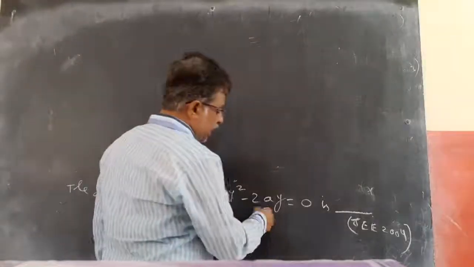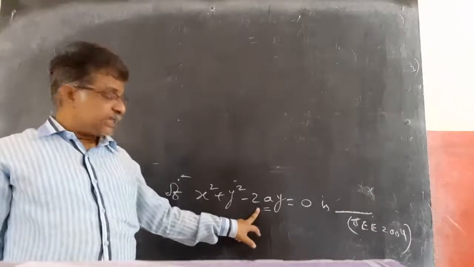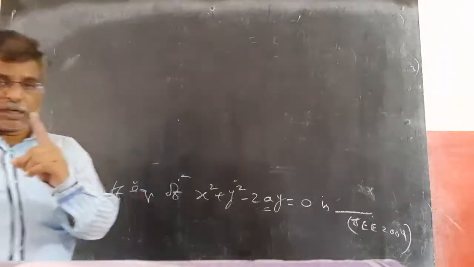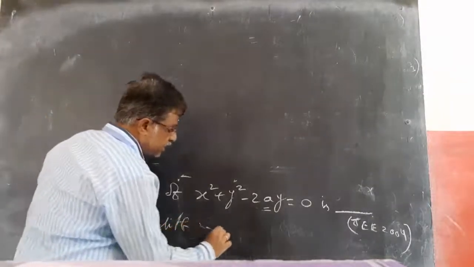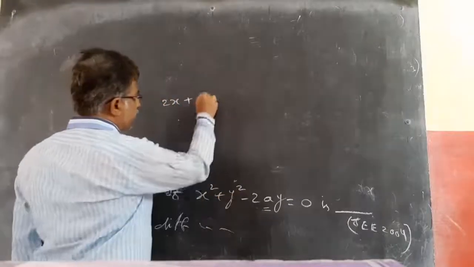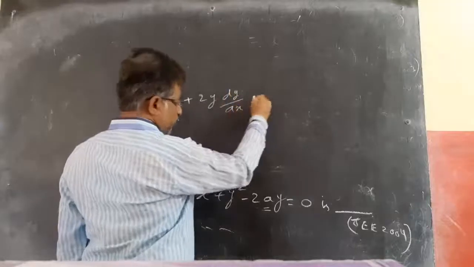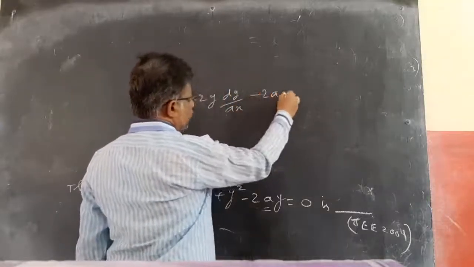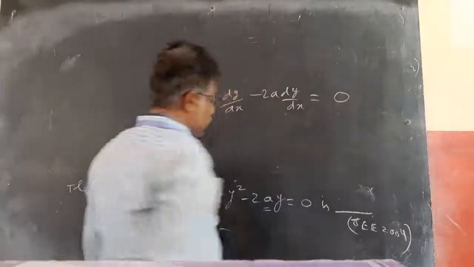There is only one arbitrary constant a, so you have to eliminate this constant. To eliminate it, with only one constant you need to differentiate only once. So differentiate with respect to x. This becomes 2x plus, y square derivative is 2y into inner derivative dy by dx, minus 2a into dy by dx, equal to 0.